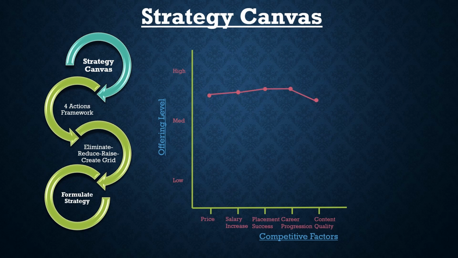For example, when it comes to business school type content, the industry has the following. Pricing levels are high. However, potential salary increases are also relatively high. Business schools claim to offer high levels of placement success. Business schools claim their programs lead to career progression. Business schools offer relatively high quality content overall.